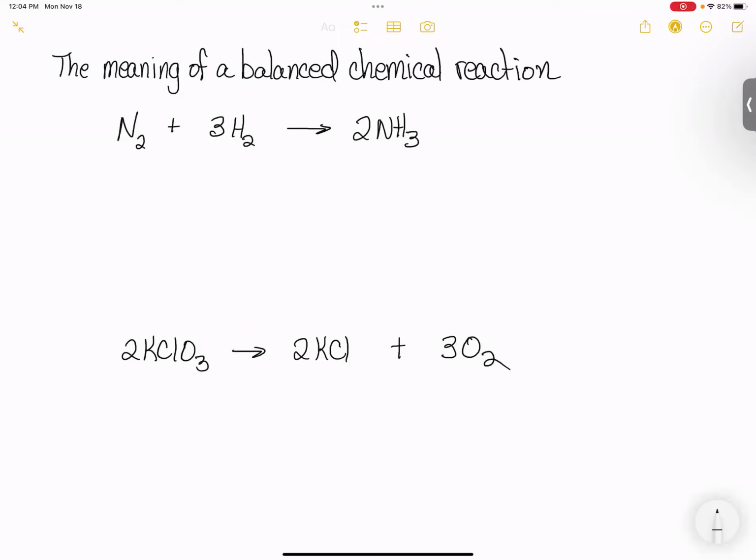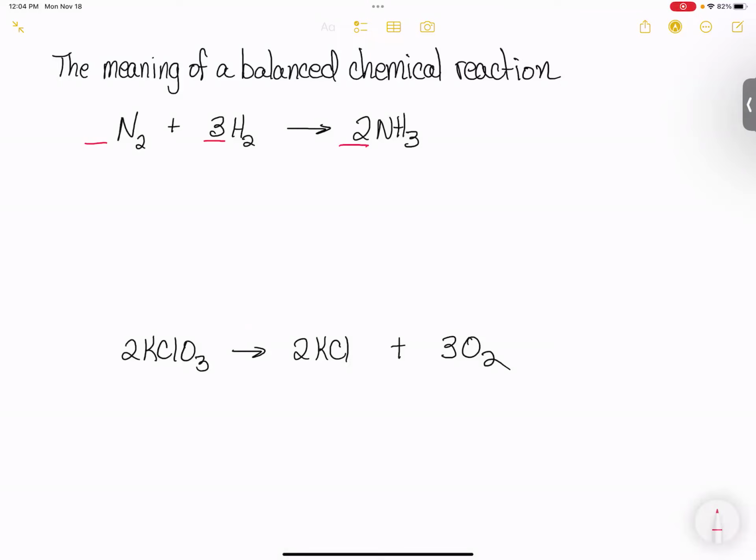Now, to balance those chemical equations, the only thing we were allowed to touch was the coefficients before the formula. You're not allowed to alter the formula in any way. You can only alter the coefficients that precede the formula. What I want to discuss is, what do these coefficients that we developed mean?